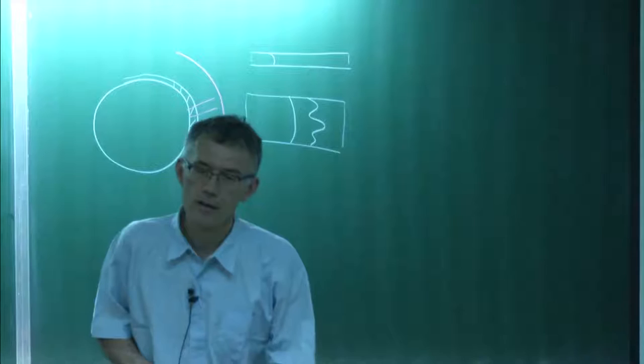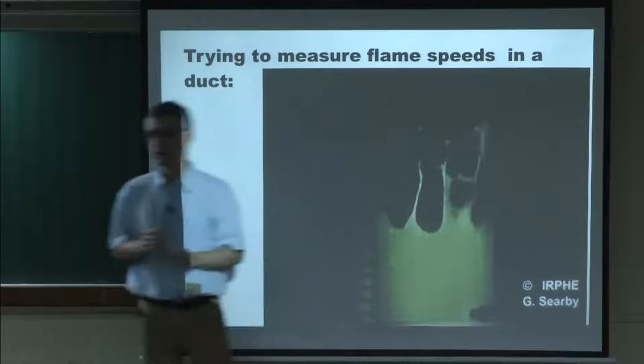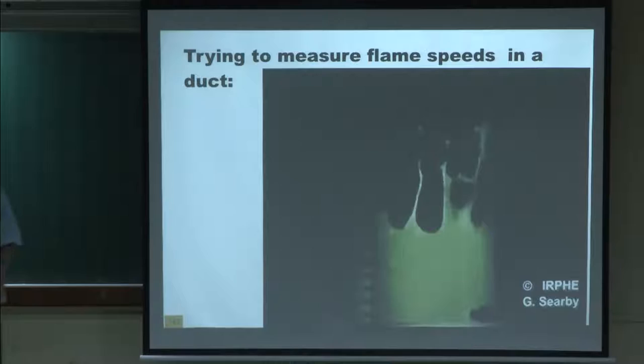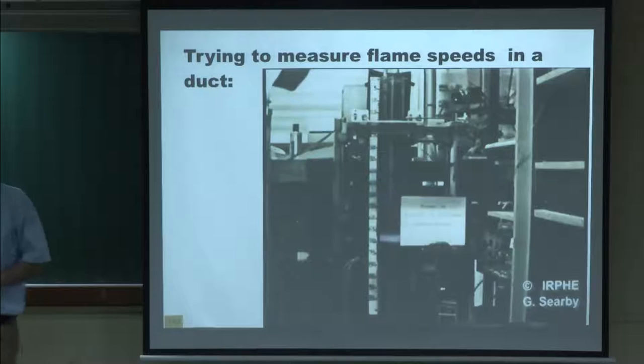So you seed the flow, and you have a laser sheet going through, so you can visualize the flame position in the central plane of the duct. Yeah, it's a high-speed camera. Well, it's not going that fast, I think. You know, the flame's not going to 20 centimeters per second. So I guess with a camera at 2,000 frames per second, you get it.